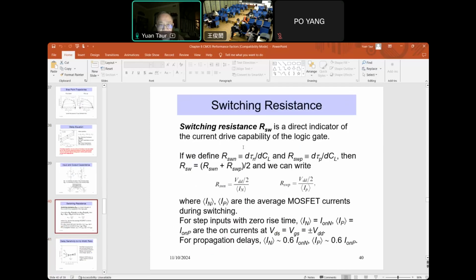Okay. Switching resistance can be partitioned into d tau n over dCL and d tau p over dCL, and it's the average of these two. That's the CMOS inverter switching resistance, and we can write it in this form: VDD over 2. Now, when the rise time and fall time is 0, okay, we discussed before, that's the saturation current. Remember that.